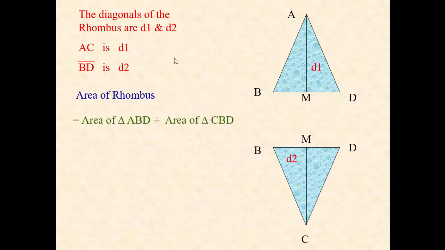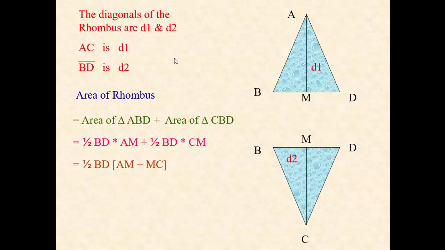Okay? Who can remember the area of triangle? The area of triangle equals half base times height. Then the area of triangle ABD equals half base BD times height AM. The area of triangle BCD also equals half base times height, equals half BD times CM. Therefore, the area of rhombus equals half BD times AM plus half BD times CM.